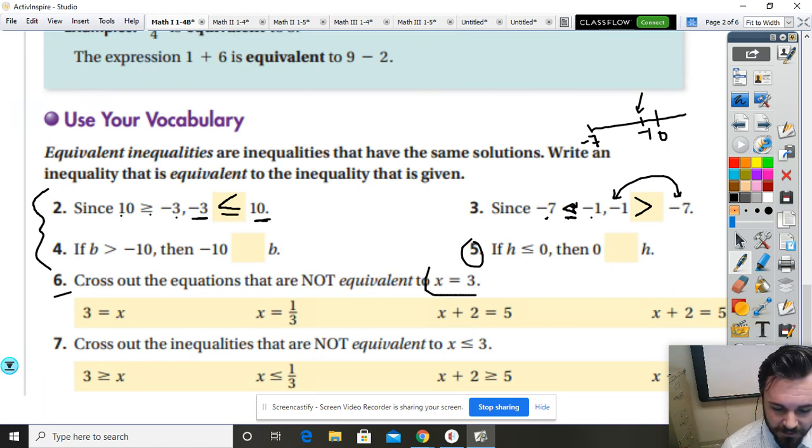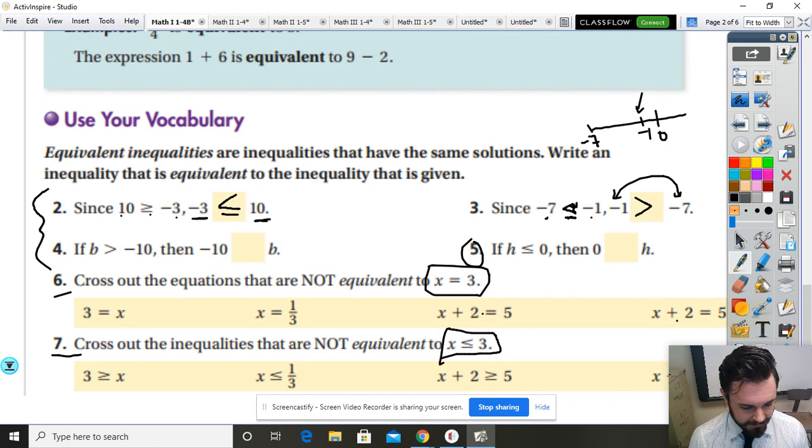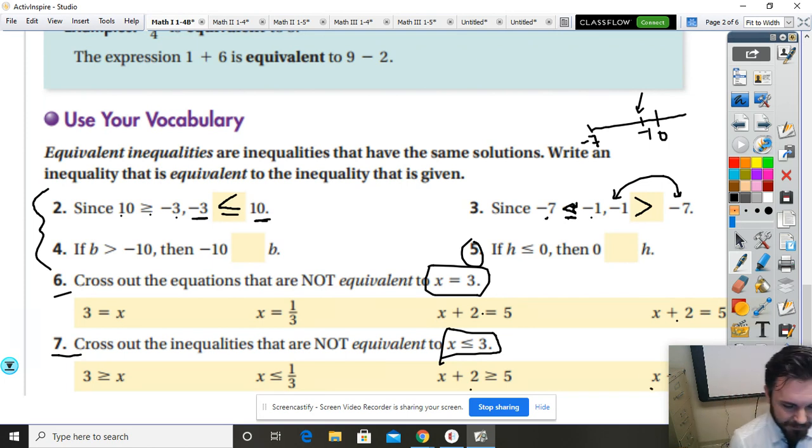Number 6, though, it looks like if we have x equals 3, we're plugging that in for x and seeing which of these is true, which one of these are actually equal. And you'll do the same thing on number 7. You're plugging in x is less than 3. So which one of these, cross out the ones that are not true. For example, if x is less than 3, x could be 2. x could be 1, 0, -1.